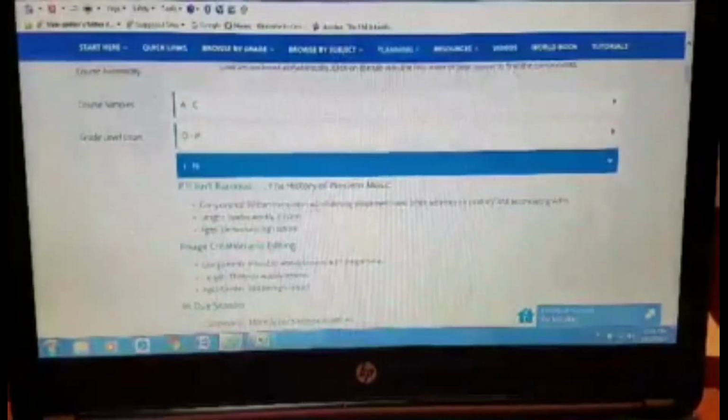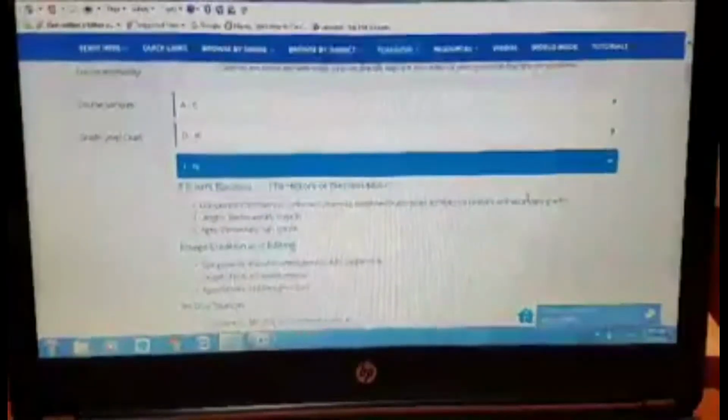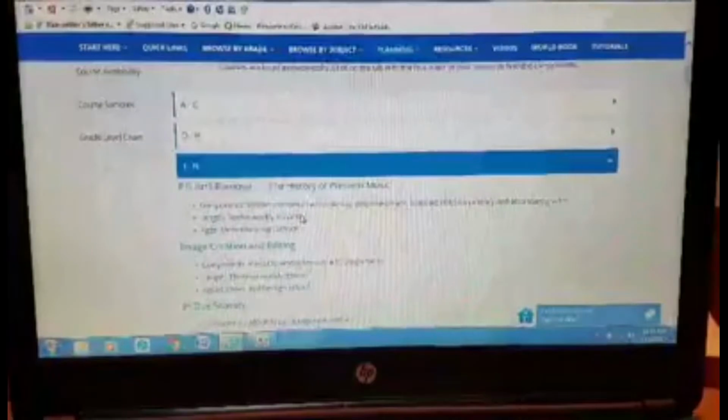The components are written instructions with listening assignments and other activities for primary and secondary grades. The length is 12 weekly lessons, and the ages are elementary through high school.